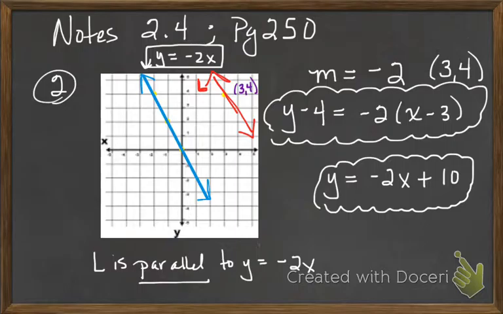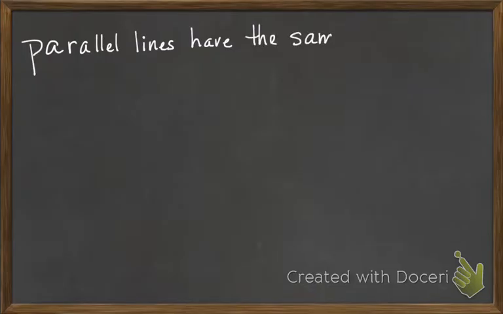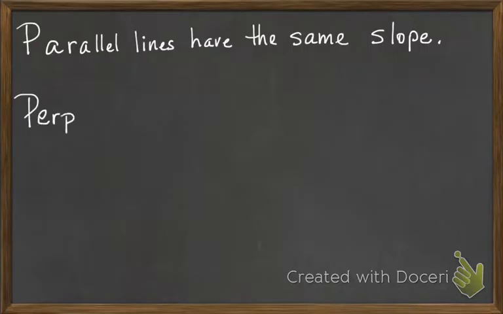Okay. While we're talking about parallel, we might as well talk about perpendicular. So in our notes, let's just go ahead and write this down. Parallel lines have the same slope. It's a pretty important statement. Parallel lines have the same slope, and perpendicular lines, this should have been a big P, sorry. Perpendicular lines do not have the same slope, okay?